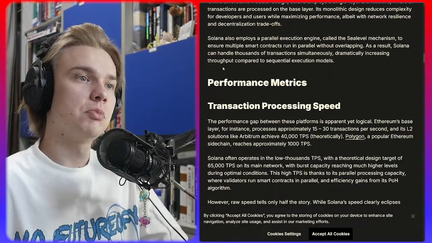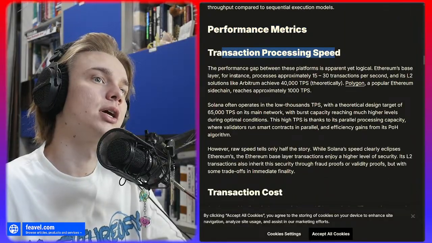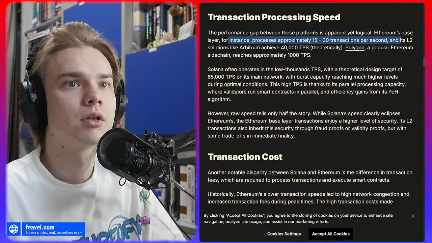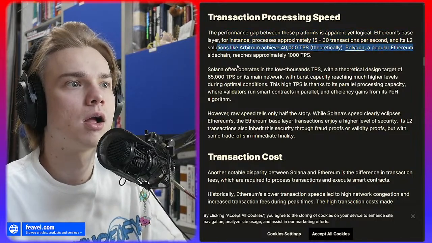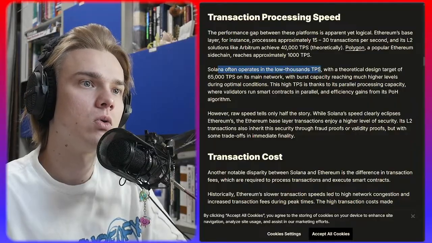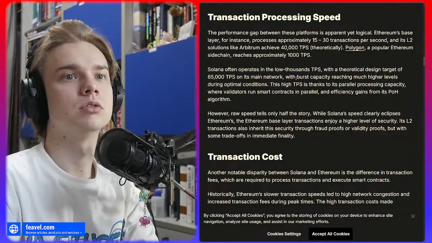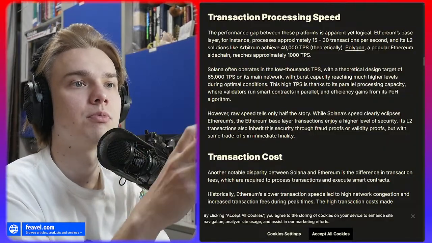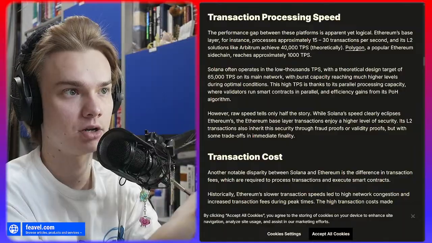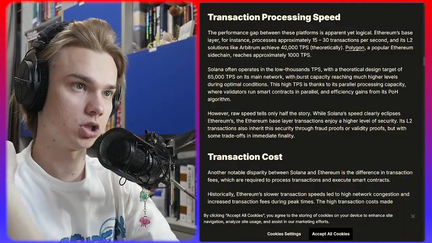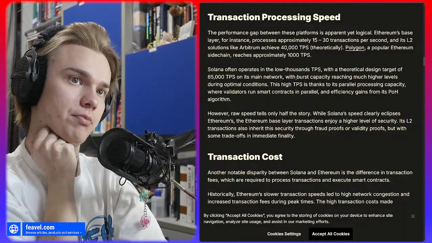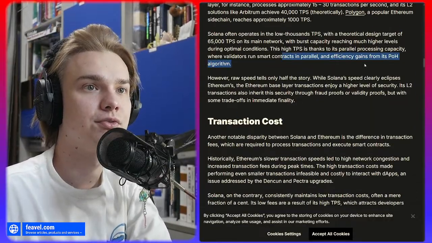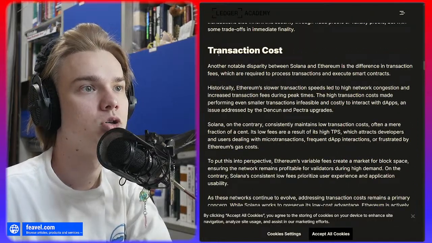So we have this consensus model, performance metrics, transaction processing speed. Solana often operates in the low thousands TPS with a theoretical design target of 65,000 TPS on its main network, with burst capacity reaching much higher levels during optimal conditions. This high TPS is thanks to the parallel processing capacity, where validators run smart contracts in parallel, and efficiency gains from the PoH algorithm.